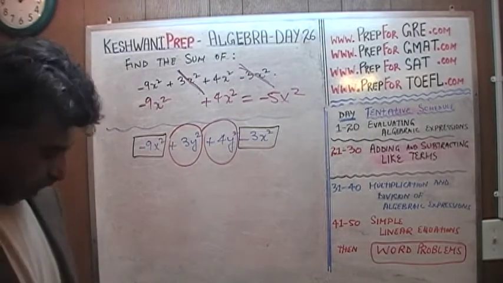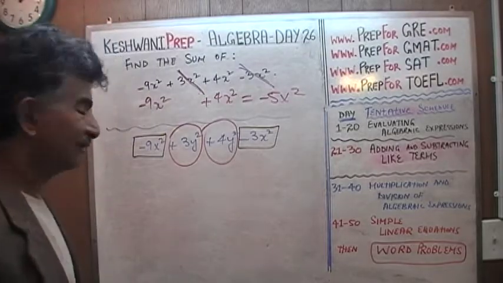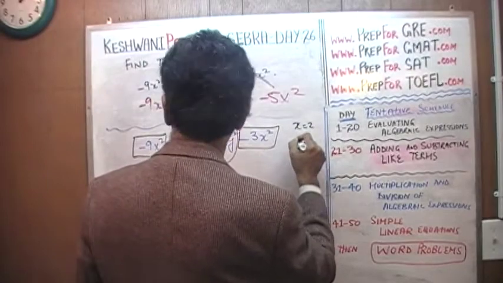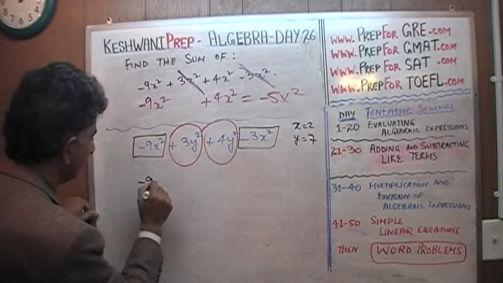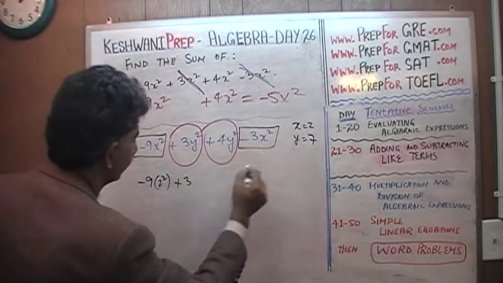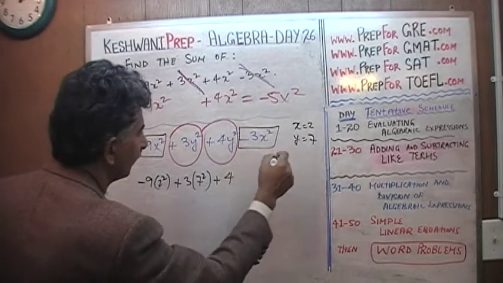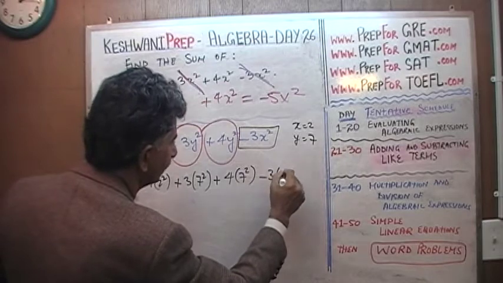What does it mean? Well, in the context of numbers, if it makes it easier for you to see, I'm going to assign values to x and y. Let's pretend that x is 2 and y is 7. So see what happens here. Negative 9 times 2 squared plus 3 times 7 squared, plus 4 times 7 squared, minus 3 times 2 squared.